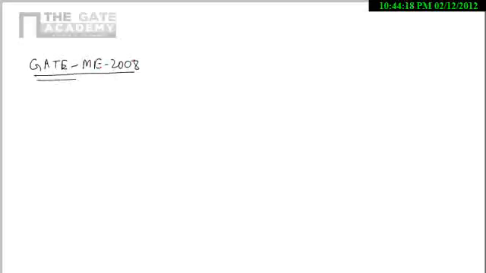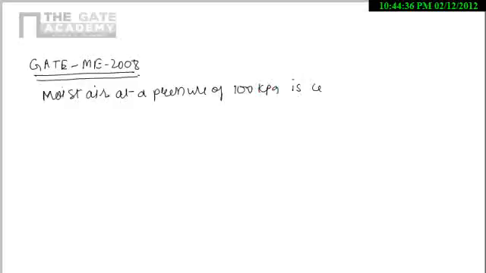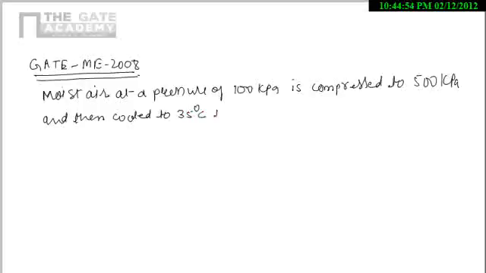Now let's take another GATE problem which was asked in GATE ME 2008. First of all, I am writing the problem. Moist air at a pressure of 100 kilopascal is compressed to 500 kilopascal and then cooled to 35 degrees centigrade in an aftercooler.